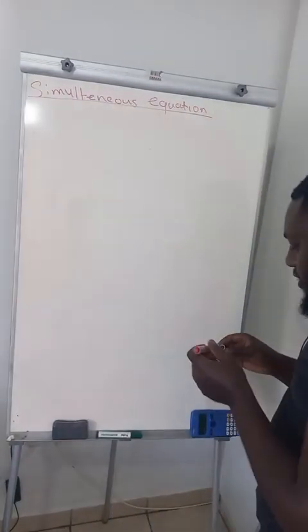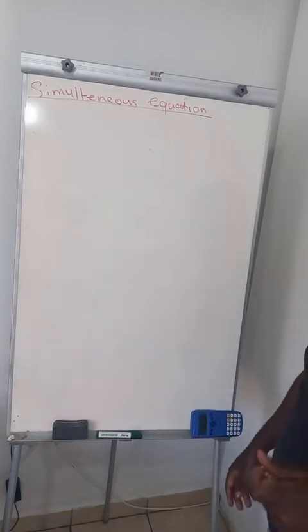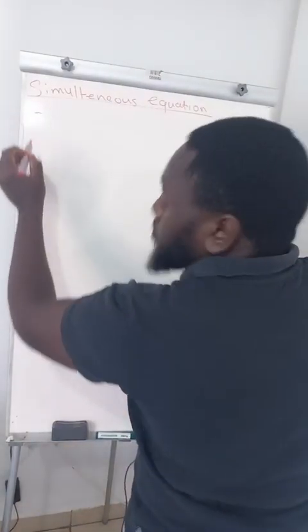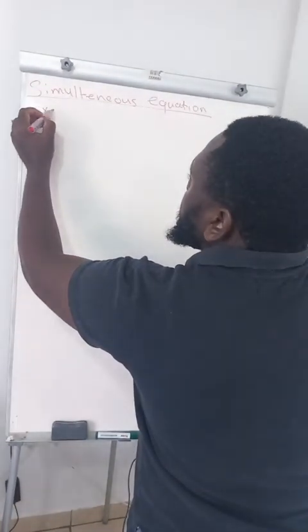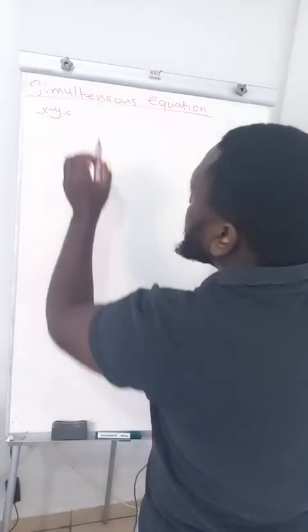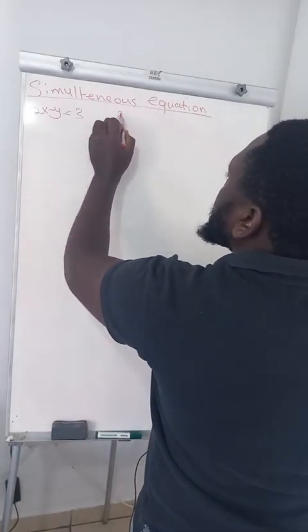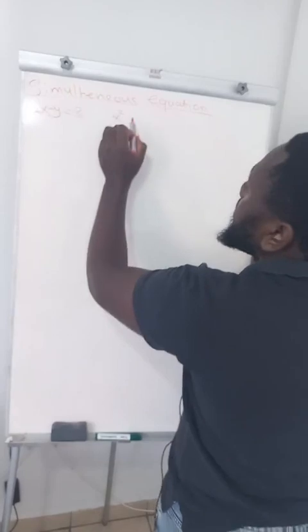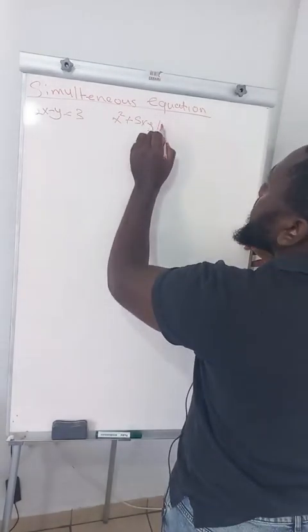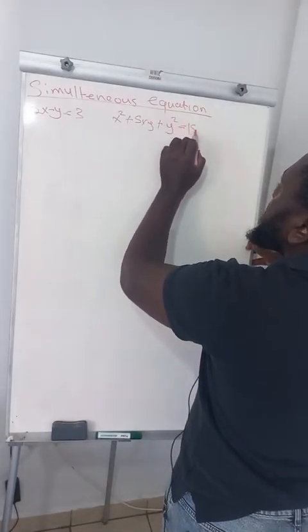So you've got a simultaneous equation. So once you're having a simultaneous equation, let me write the equation itself. This is 2x minus y is equals to 3, and then you also get x squared plus 5xy plus y squared is equals to 15.